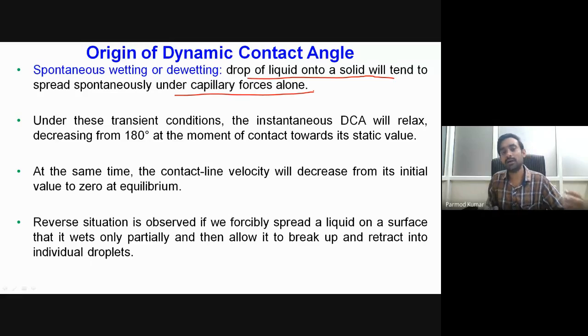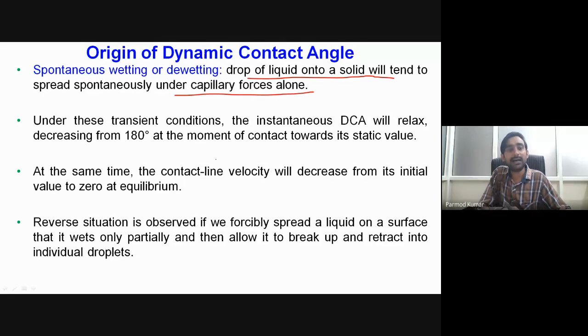So the surface tension will try to reach the state of minimum energy. It will try to move the contact line, and if our liquid is viscous, the viscous forces will actually try to stop the motion of the droplet. So there will be a competition between the viscous forces and the surface tension forces. The droplet will be spreading under the effect of capillary forces.